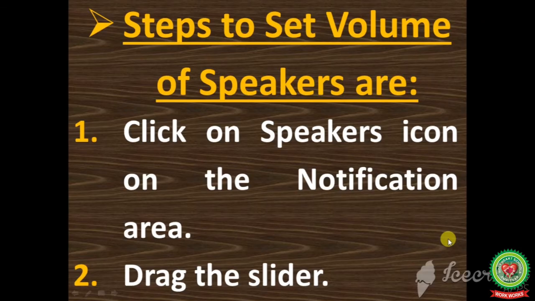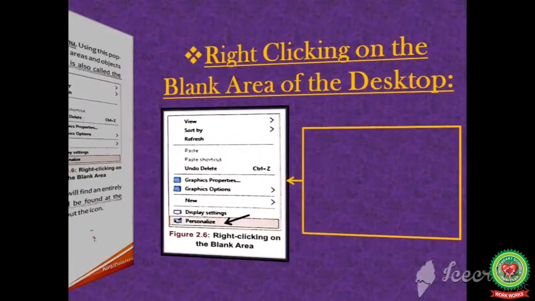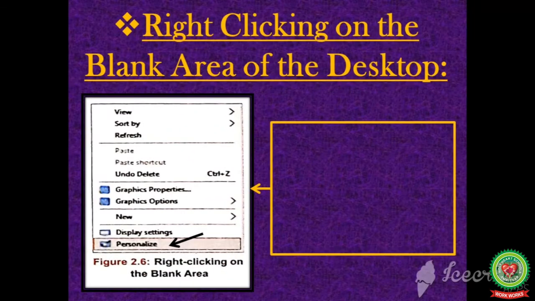So our next topic on page number 19 is use of shortcut menu. Students, when you right click on any icon, a pop-up menu appears, and that pop-up menu is known as context menu or shortcut menu. So now we can right click on different areas of the desktop, and firstly we will do the right clicking on the blank area of the desktop.